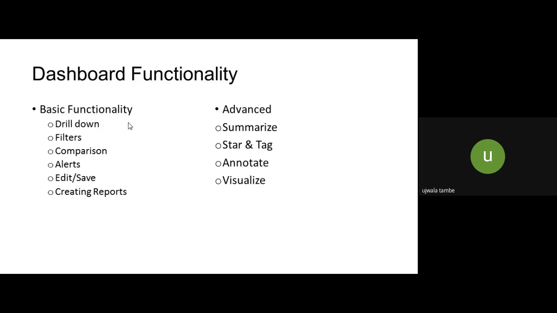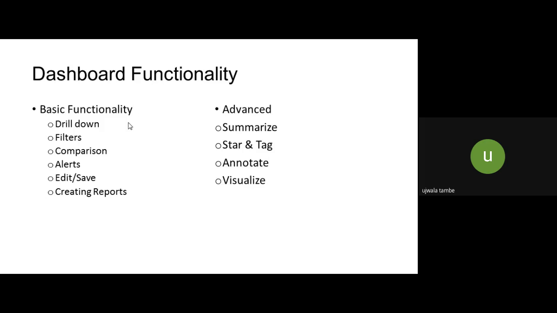Then the next one is the comparison. We can compare more than two subsets of data side by side using comparison. Next is the alerts. Alerts are used when metrics reach a predetermined level. In the alerts option, we can set the value for that chart or for that activity. Then next is edit and save. So edit and save custom views of data. Either it can create the data or edit the data.